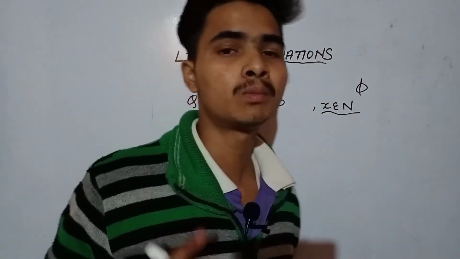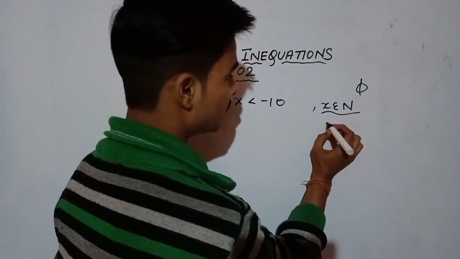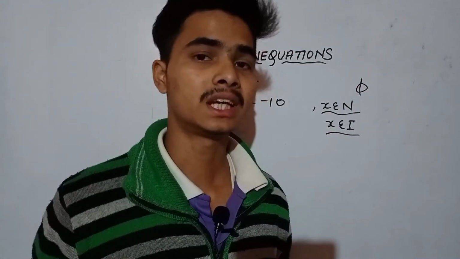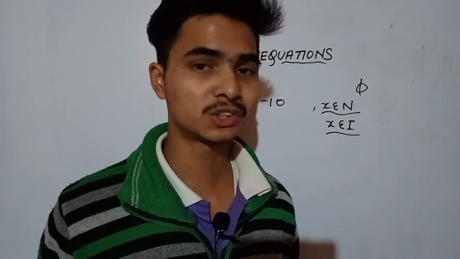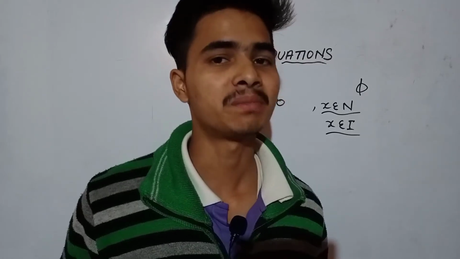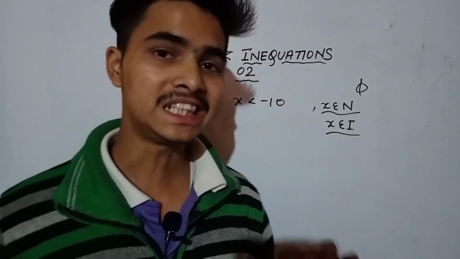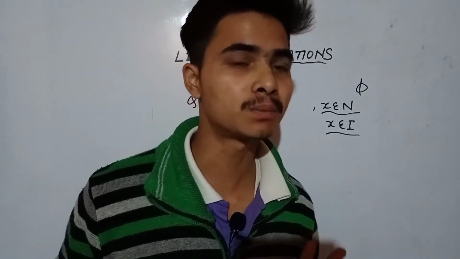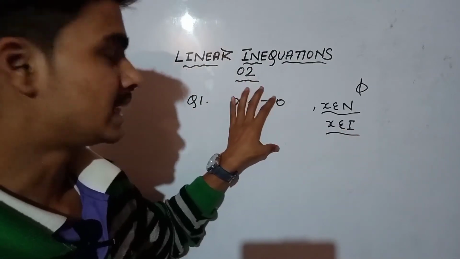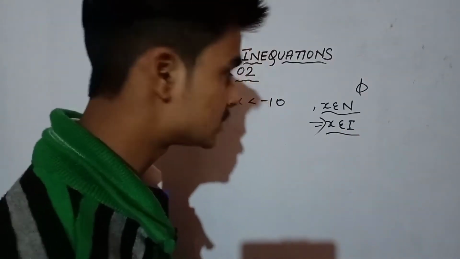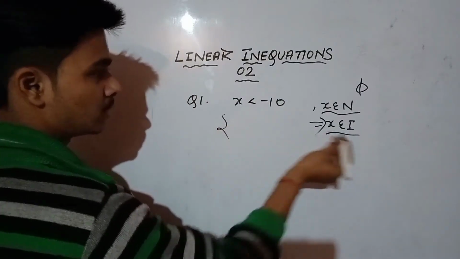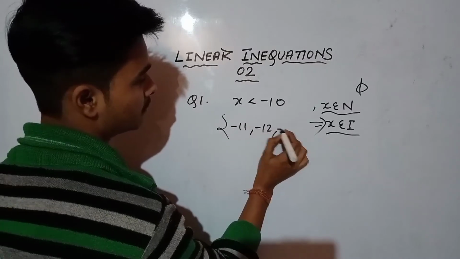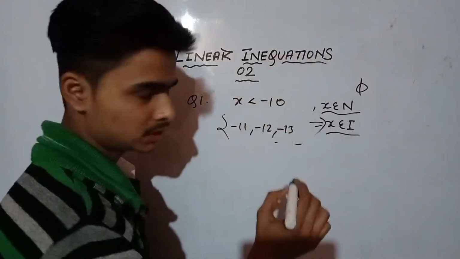But wait, there is one more condition left. What if I tell you that x belongs to integers, and integers have negative values, 0, and also positive numbers? Now tell me, if x belongs to integers, is the solution set possible? Yes, now it is possible, because now it can hold the x values. So for x belonging to integers, we will have values like minus 11, minus 12, minus 13, and so on.